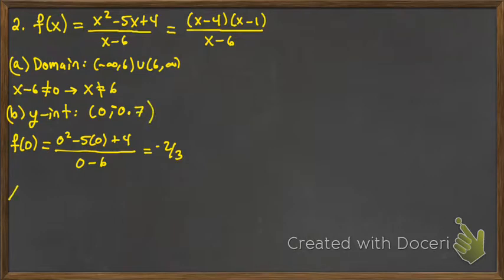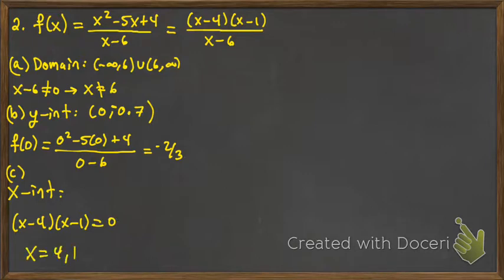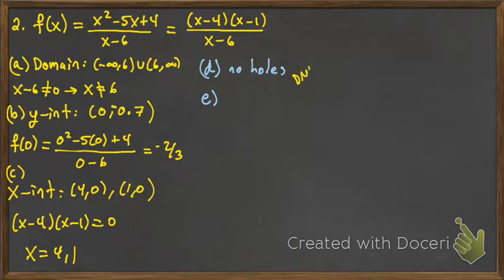The x-intercept is where the top is equal to 0. And so we're going to say x minus 4 equals 0 and x minus 1 equals 0. So that gives us x equals 4 and x equals 1. So we get (4, 0) and (1, 0) as our x-intercepts. Okay. Part D, there are no holes, nothing factored and reduced. So you would also add in D and E. So you'd say D and E if you're doing the homework online.